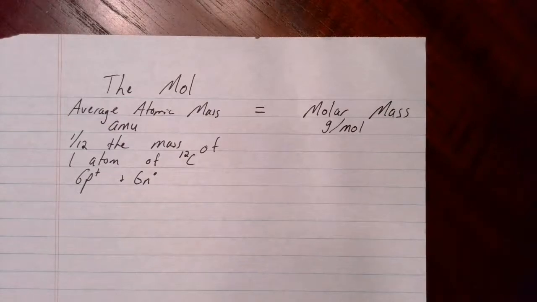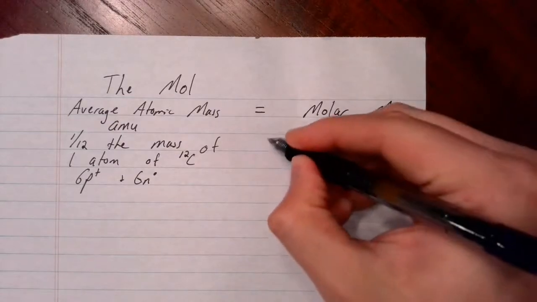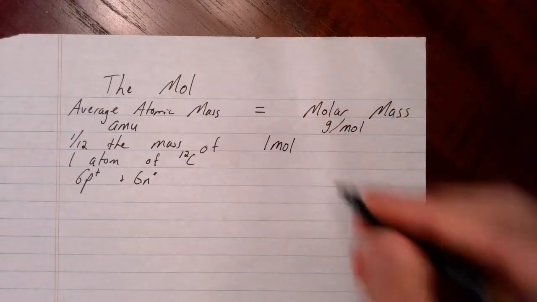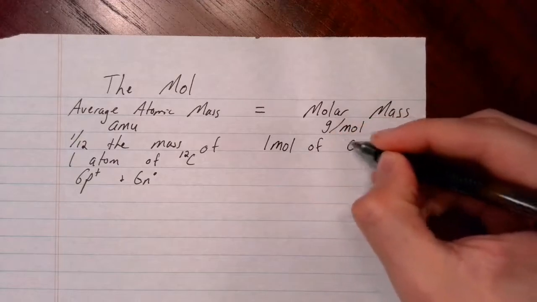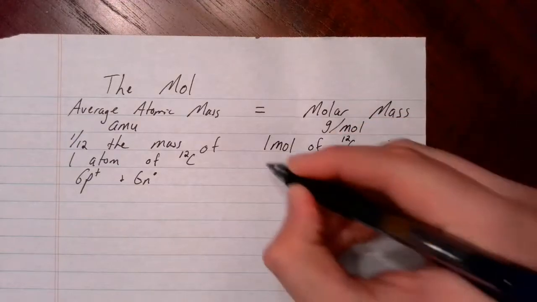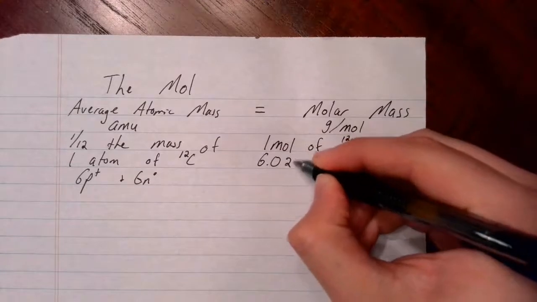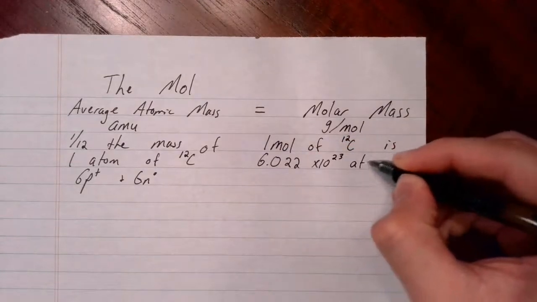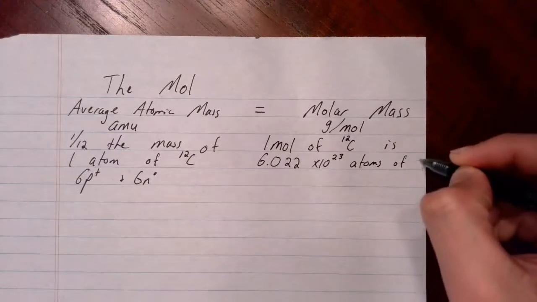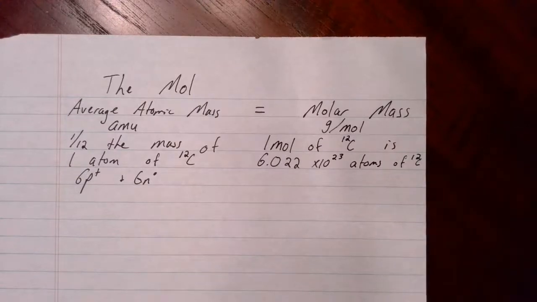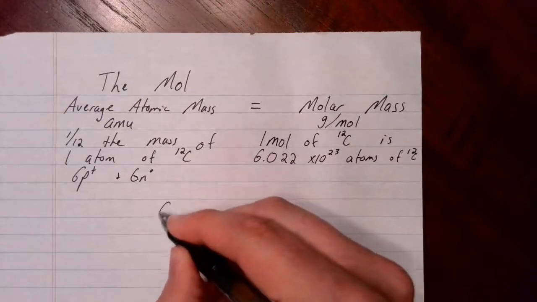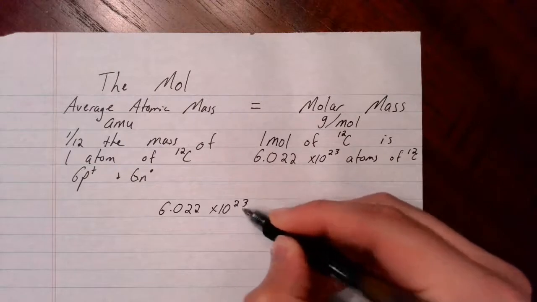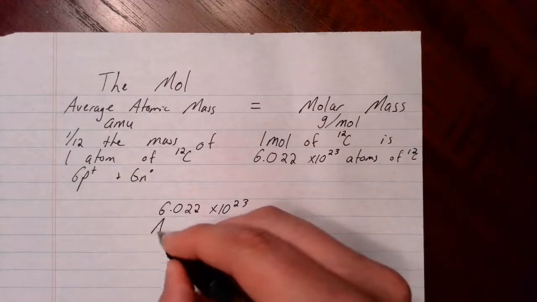So let's ask ourselves, what is a mole? So 1 mole, we can go back to our example of carbon-12. 1 mole of carbon-12 is 6.022 times 10 to the 23rd atoms of carbon-12. And that's a constant. So 6.022 times 10 to the 23rd is called Avogadro's number.